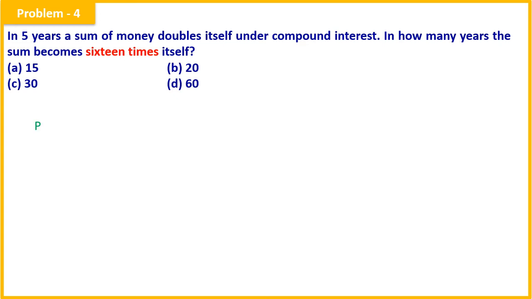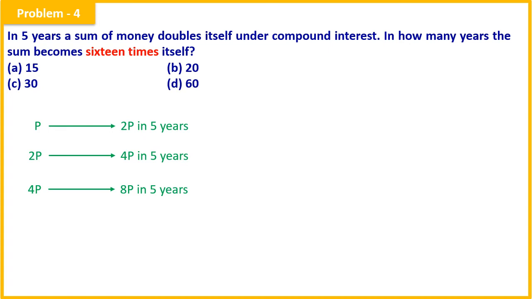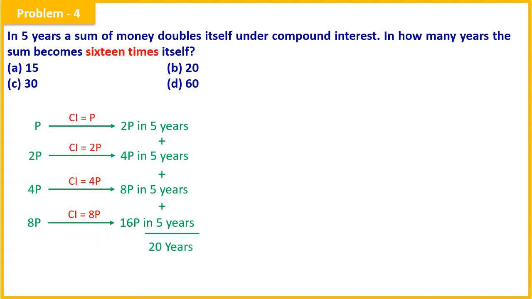Let us say you invest P rupees and that P is becoming twice P in 5 years. So the money is getting doubled in 5 years. The same thing will happen in another 5 years. Twice P will become 4 times P in 5 years as the money is getting doubled. In the span of another 5 years, this 4P will become 8P. And in another span of 5 years, this 8P will become 16P. So this is how the money gets multiplied. So your original principal of P becomes 16P in a span of total 20 years. Option B.